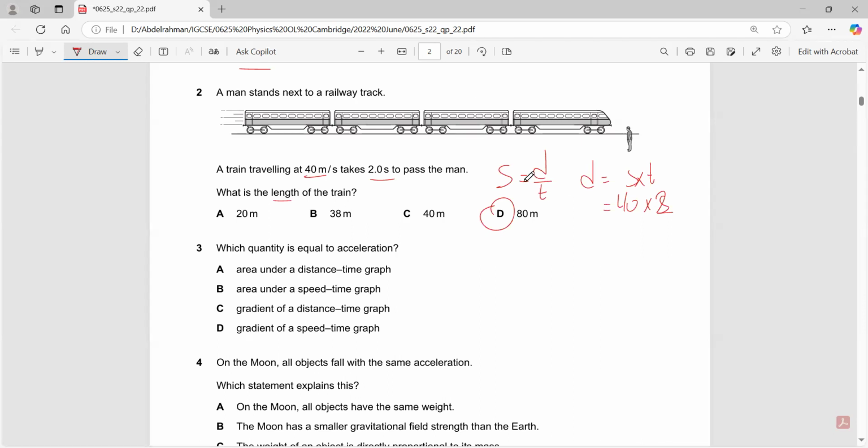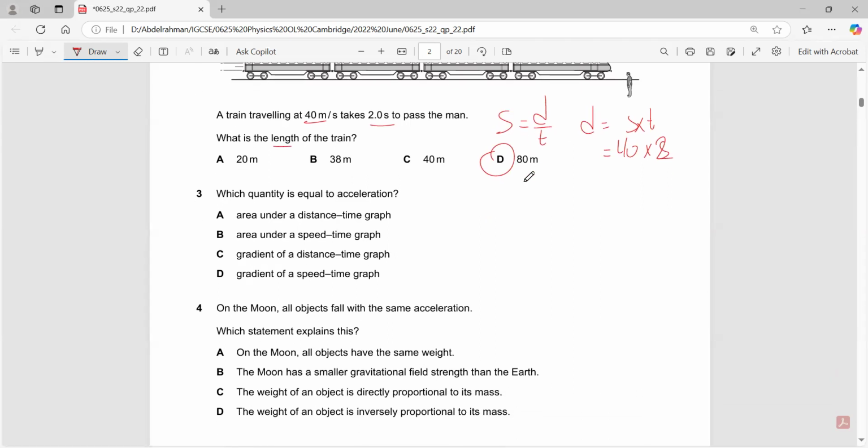Question 3, which quantity is equal to acceleration? Is it the area under the graph in a distance time graph? No. What is the area under the graph in a speed time graph? It is the distance traveled. The gradient of a distance time graph is the speed. The gradient of a speed time graph is the acceleration. Yes, it is the acceleration. Basically, we're finding the slope.